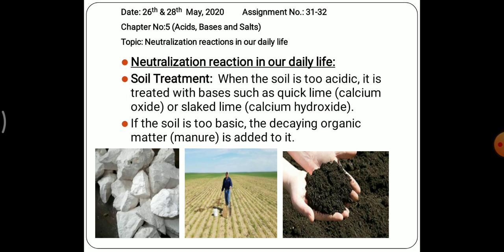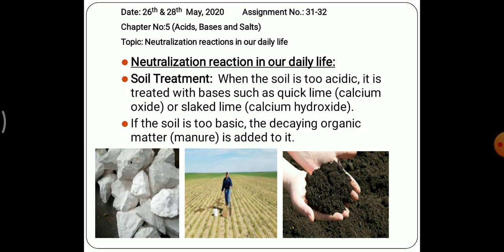Then coming to the next neutralization reaction, that is soil treatment. Do you know soil can be acidic or basic naturally? When the soil is too acidic, the reason can be acid rain also. So how can we treat that soil? It can be treated with bases such as quicklime. The other chemical name of quicklime is calcium oxide, or we can use slaked lime. The other chemical name of slaked lime is calcium hydroxide.